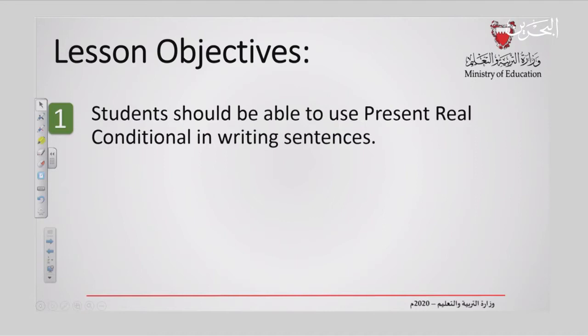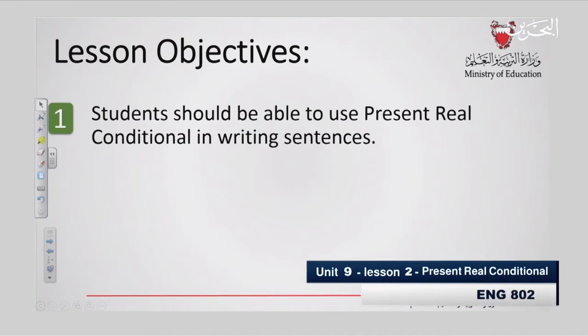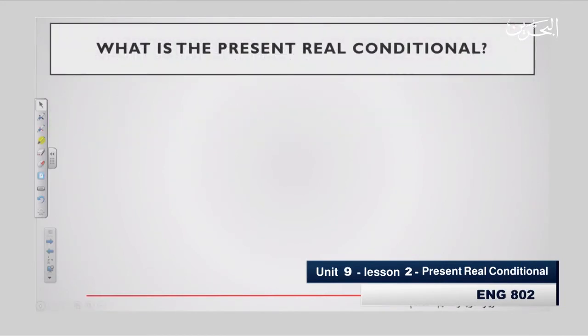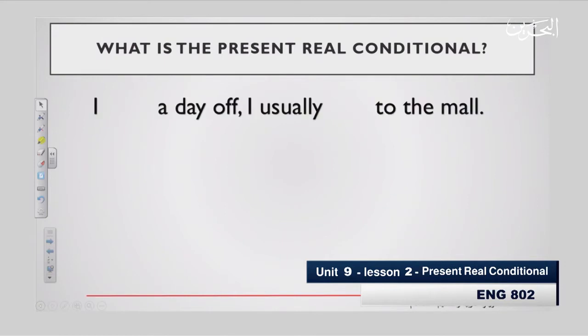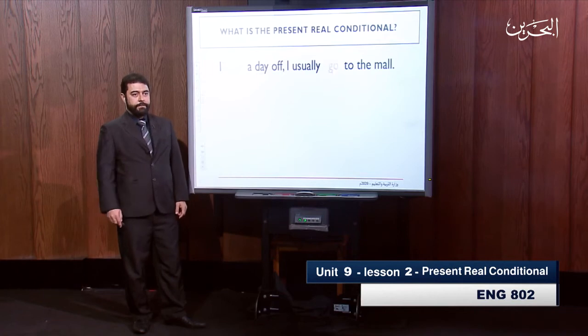By the end of the lesson, you should be able to use present real conditional in written sentences. So what is the present real conditional? Here's an example. On a day off, I usually go to the mall. In order for us to use the conditional, we do this. If I have a day off, I usually go to the mall.